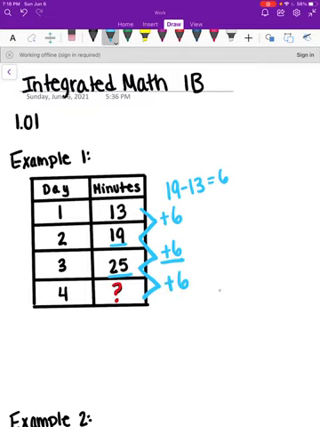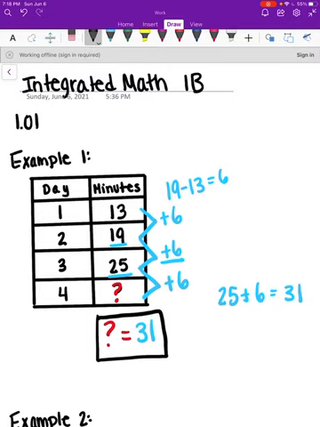So 25 plus 6 equals 31. So that question mark should equal 31 because it follows the pattern of adding 6 to each of the minutes. And that's our answer.